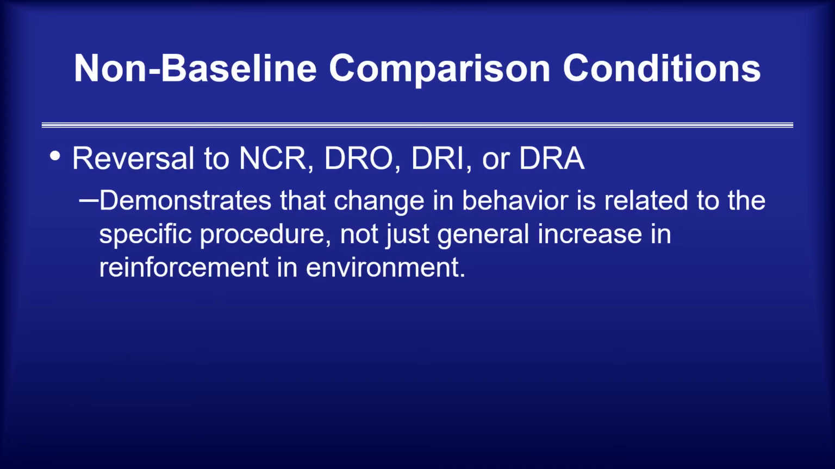Now let's talk briefly about non-baseline comparison conditions. In cases in which it's unethical to remove interventions entirely, you can also use different interventions as control conditions, such as non-contingent reinforcement, differential reinforcement of other behavior, etc. These procedures will be reviewed in future courses. When you're teaching a new behavior to take the place of a behavior targeted for decrease, these conditions are less likely to allow for the re-emergence of the behavior targeted for decrease, but may or may not be as effective as your intervention at maintaining the new behavior. This ultimately demonstrates that change in behavior is related to the specific procedure, not just general increase in reinforcement in the environment.